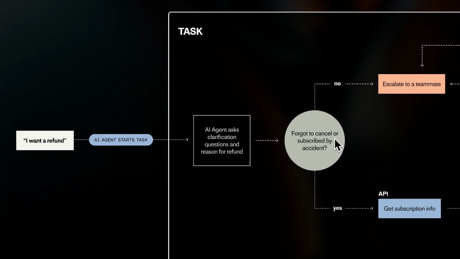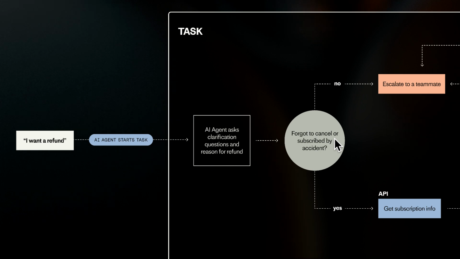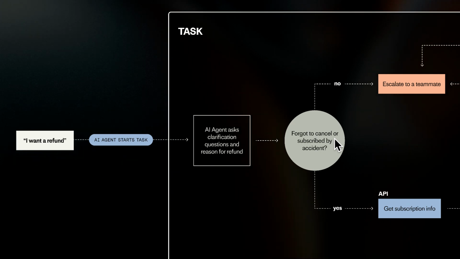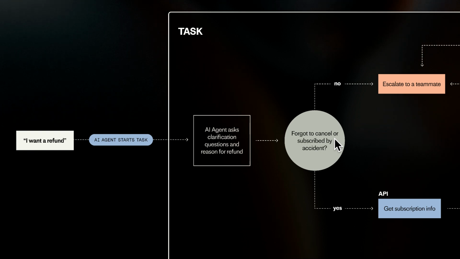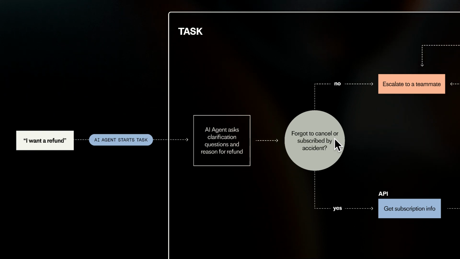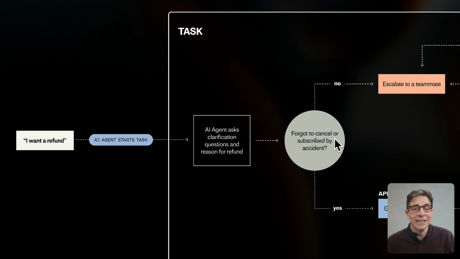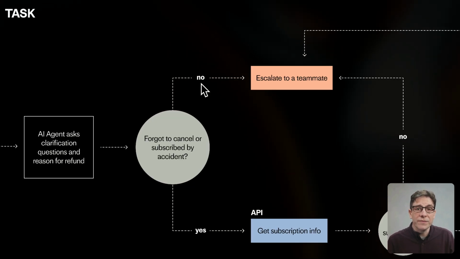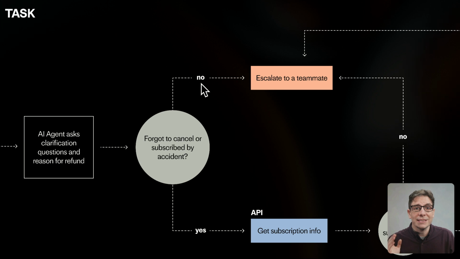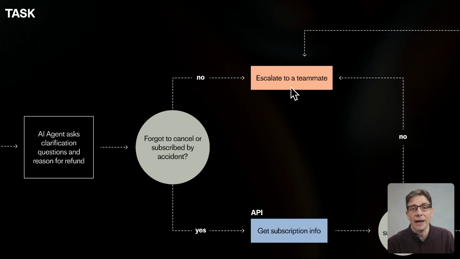The AI agent asks the customer why they want the refund. At this stage, we're limiting the reasons to just a handful that we know the AI agent can handle without human involvement. This keeps things simple when we field test the task in the real world. If the customer's reply doesn't match one of these reasons, the task will automatically escalate the conversation to a teammate.